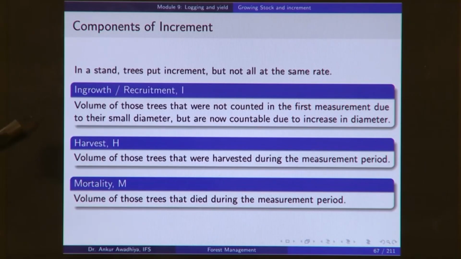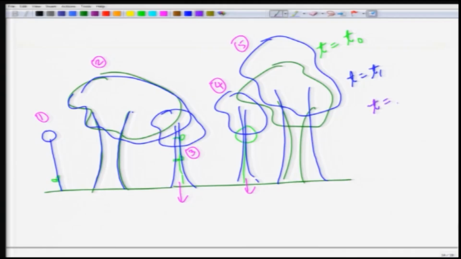Second component is harvest, the volume of those trees that were harvested during the measurement period. Now, it is possible that the next time is t equal to t2. From time t equal to t1 to t equal to t2, you have harvested this tree. So, this tree at time t equal to t2 is not being counted.